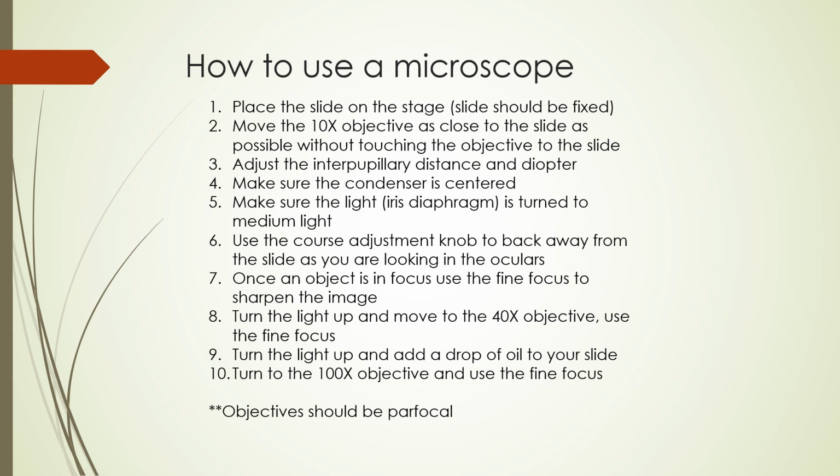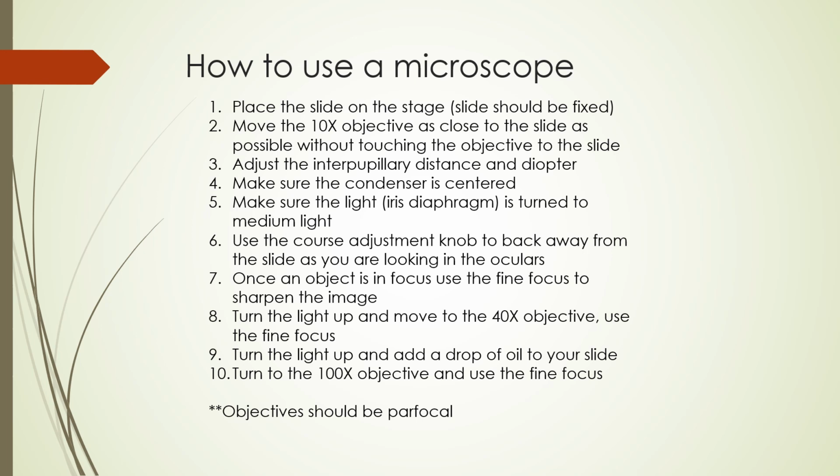You can actually adjust the interpupillary distance and the diopter. The interpupillary distance allows you to see one object instead of seeing 2. It basically brings both your left eye and your right eye into focus, in addition to the diopter. The diopter allows you to focus your left and right eye. The interpupillary distance has to do with how far apart each ocular is based on your pupillary space. Make sure your condenser is centered.